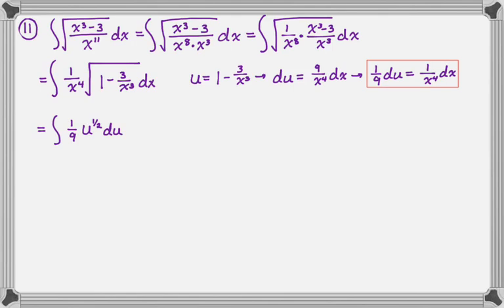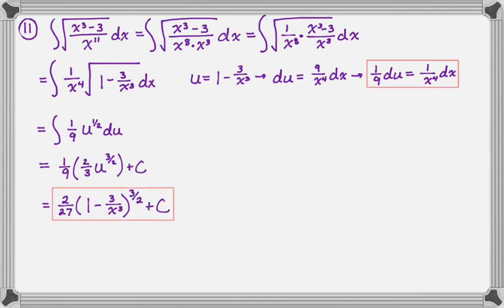And now it's not that bad, right? We're going to have a 1/9. We're going to reverse the power rule. So 2/3 u to the 3/2, and then plus c. And this we can simplify. 1/9 times 2/3 is 2/27, and then replace u. So 2 over 27, 1 minus 3 over x cubed to the 3/2 plus c. There you go. All right, let's take a look at another one.